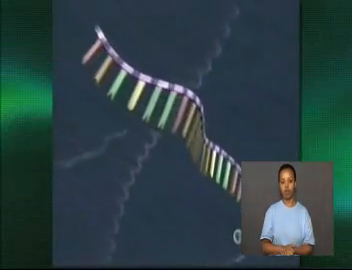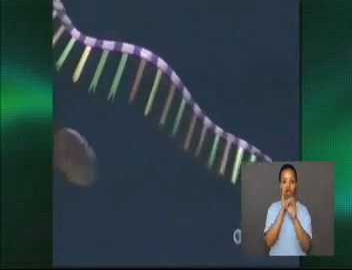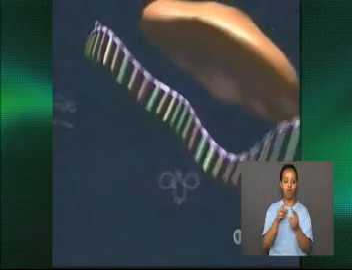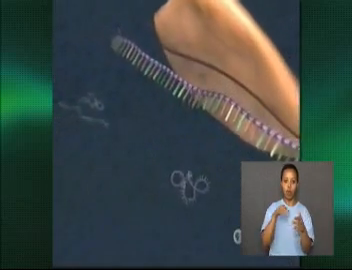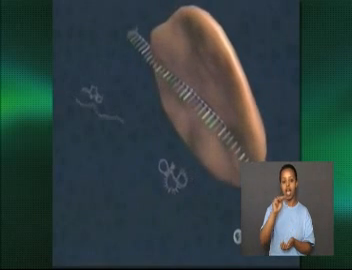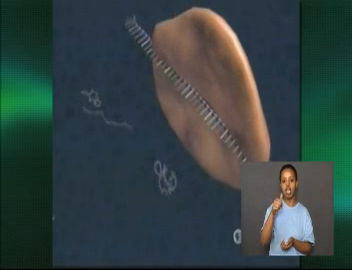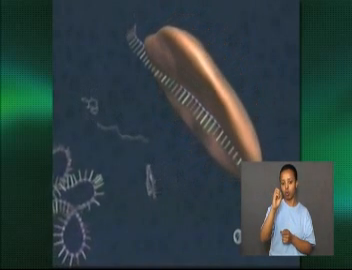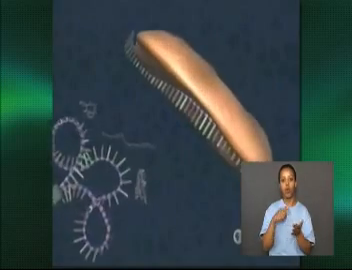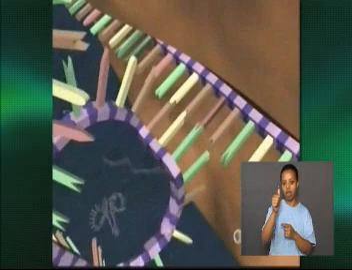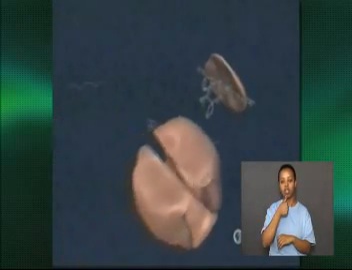After transcription is complete, the mRNA travels from the nucleus through the pores that exist in the nuclear envelope. The mRNA makes its way towards the ribosomes. At the same time, molecules of transfer RNA, or tRNA, carry free amino acids from the cytoplasm to the ribosomes.